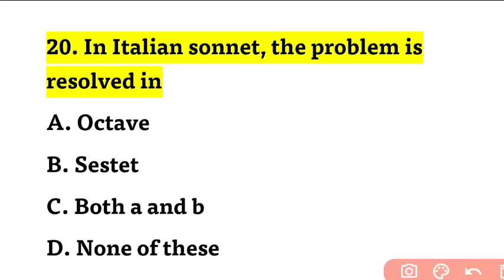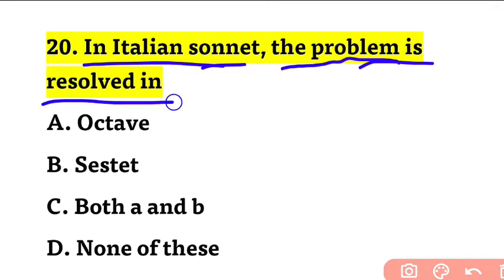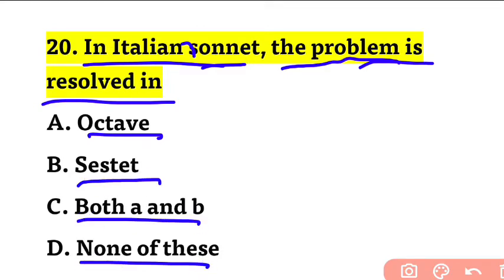In an Italian sonnet, the problem is resolved in: octave, sestet, both A and B, none of these. What will be the answer? So the answer will be sestet. Next question.